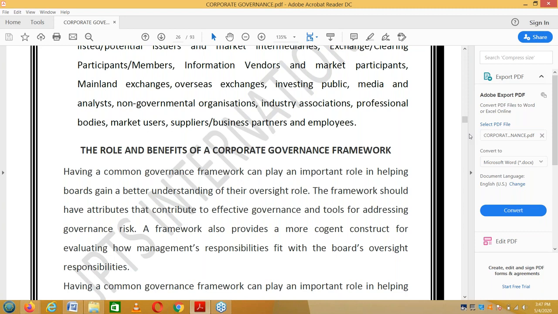We've talked about the benefits of corporate governance in our last class, but let's talk about the roles and benefits of a corporate governance framework. Having a common governance framework can play an important role in helping boards gain a better understanding of their oversight role. The framework should have attributes that contribute to effective governance and tools for addressing governance risks. A framework also provides a more cogent construct for evaluating how management responsibility fits with the board's oversight responsibility.